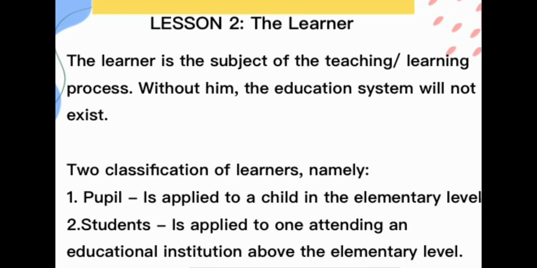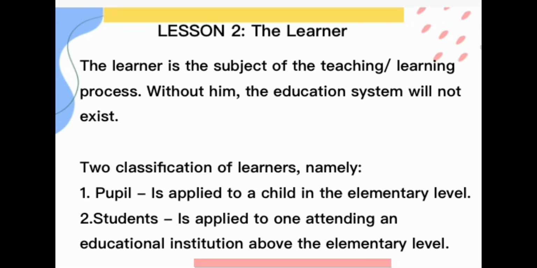Next, number 2 is the learner. The learner is the subject of the teaching-learning process. Without him, the education system will not exist. The learner is at the center of the teaching and learning process. Their engagement, motivation, and understanding are key factors in the success of education. The learners have two classifications, the pupil and the student. The term pupil is applied to a child at the elementary level. The term student is applied to one attending an educational institution above the elementary level.